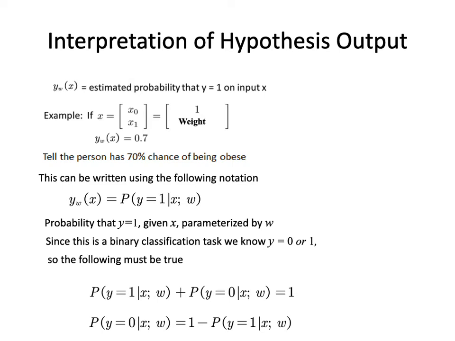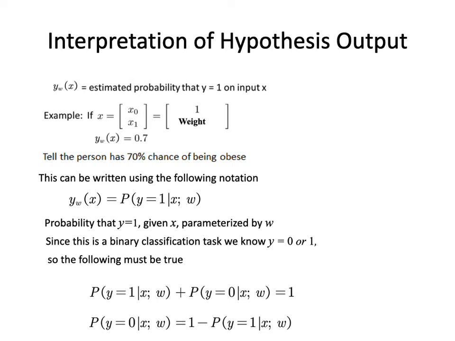Because the class can only take values 0 or 1, we can also write this in terms of the probability that y is equal to 0 for a given input x, and we can write this as the probability of y equal to 0, which is 1 minus the probability of 1 given x, parameterized by w.